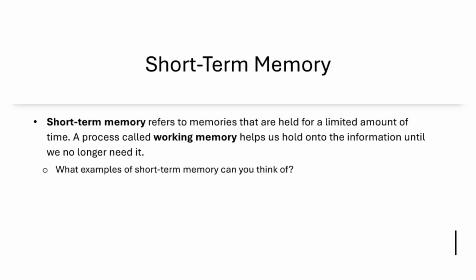Short-term memory refers to memories that are held for a limited amount of time. This occurs through a process called working memory, which helps us hold on to information to manipulate it until we no longer need it. What are some examples of short-term memory that you can think of? This could include things like following directions, remembering a phone number for immediate use, or just keeping numbers in your mind to complete a math problem.